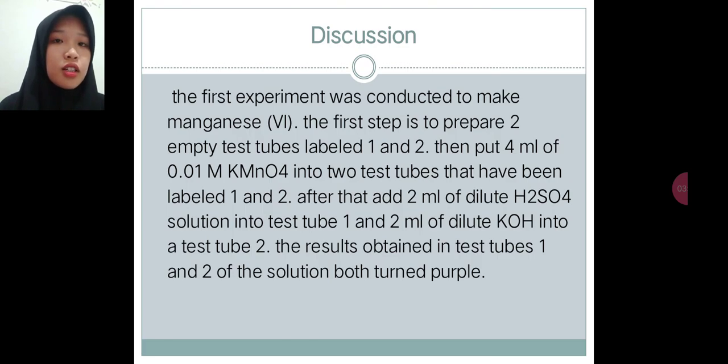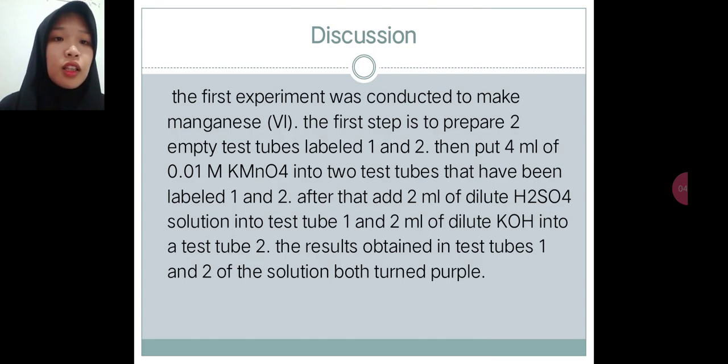Next, discussion. The first experiment was to make manganese 6. The first step: prepare two empty test tubes labeled 1 and 2. Put 4 ml of 0.01 molar potassium permanganate into the two test tubes that have been labeled 1 and 2.